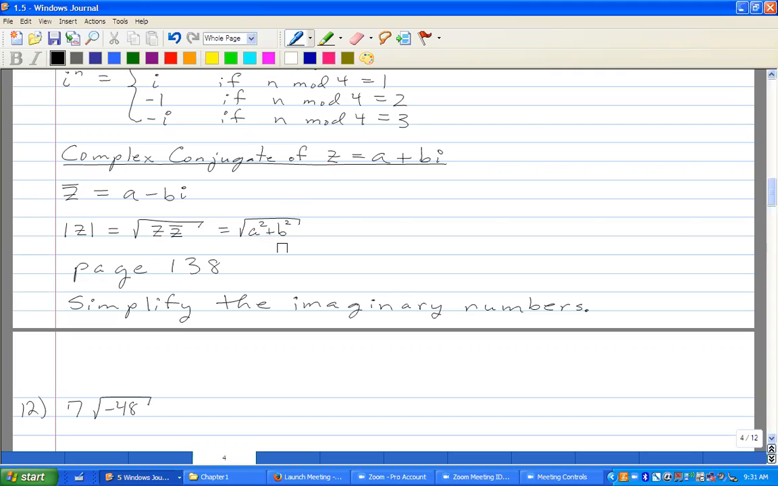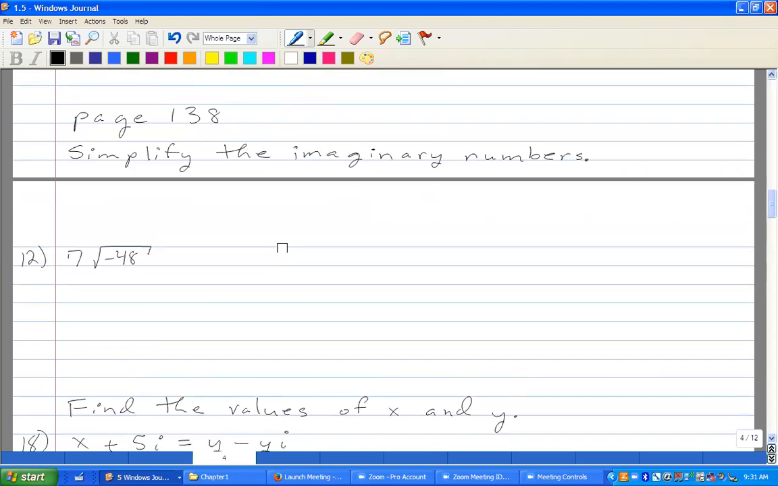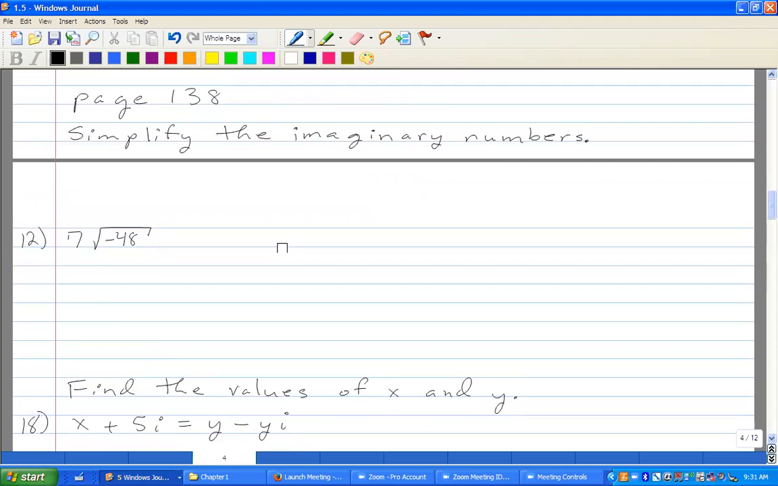When dealing with complex numbers, we just deal with them the same way that we've dealt with real numbers. We just use the fact that i squared is -1. And that's all we really need. So let's do, on page 138, problem number 12, simplify the imaginary numbers.